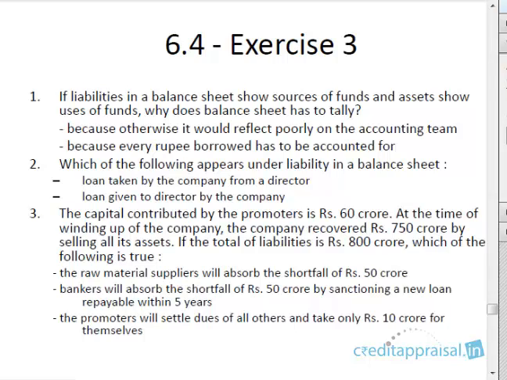Capital and reserves and surplus are the owner's funds. So you should be very clear as to what the owner's funds are, right? So in this exercise, we'll be reviewing the aspects of capital and reserves and surplus.